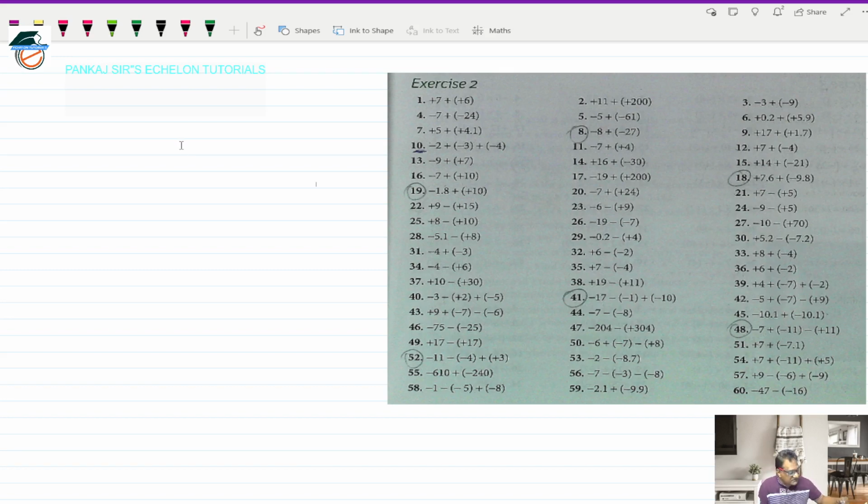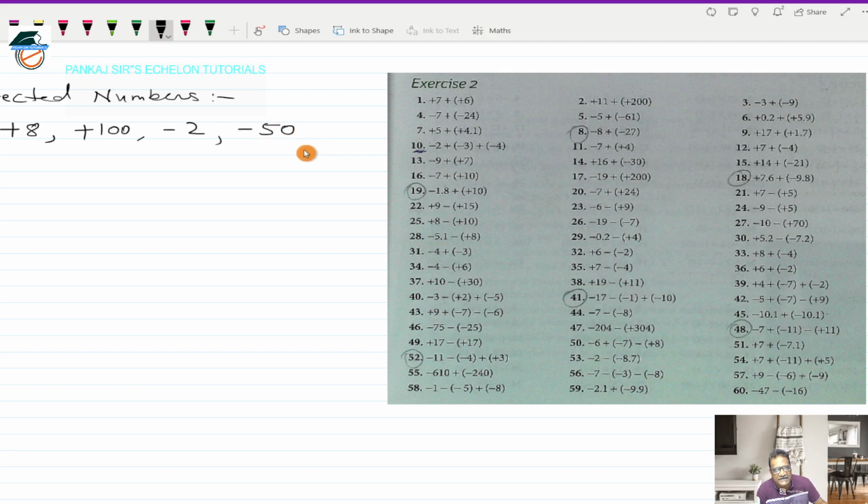Now first of all, let me tell you what directed numbers are. Directed numbers are numbers which have some sign, either a positive or a negative sign. So plus 8 is a directed number, plus 100 is a directed number, minus 2 is a directed number, minus 50 is a directed number. Any number with either a positive or a negative sign is known as a directed number.